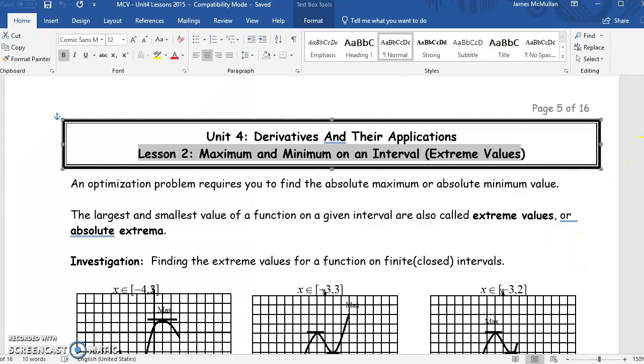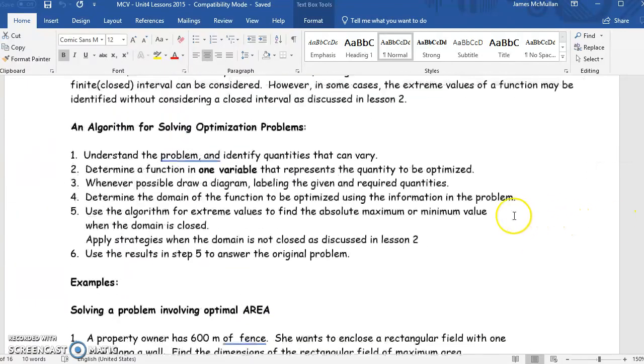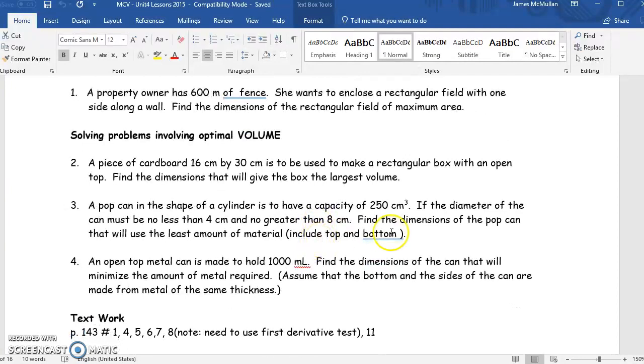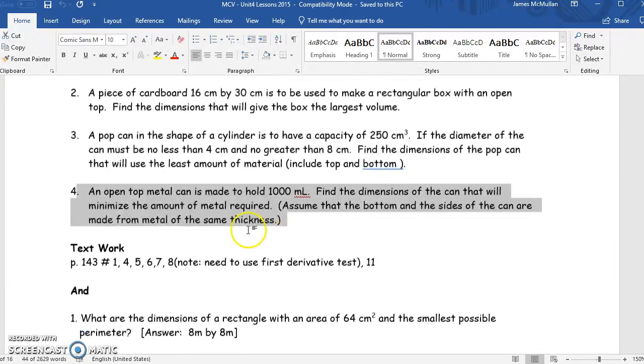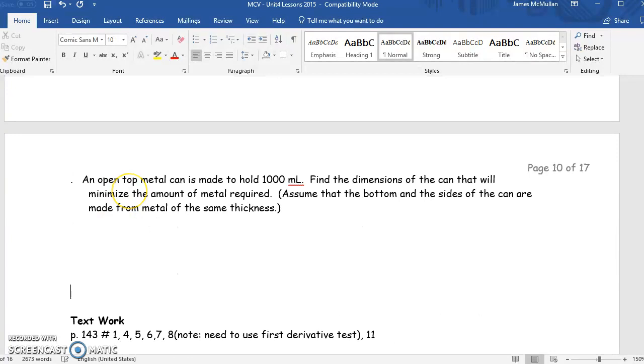So we're going to move ahead to lesson 3, and we're going to look at this one about the open top metal can to be made to hold 1,000 milliliters. So let's see what we can do with this one.